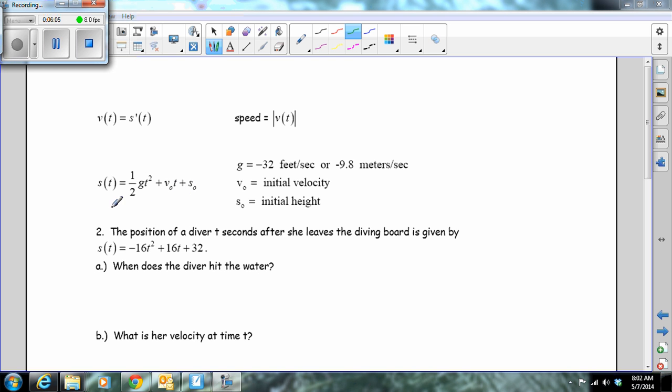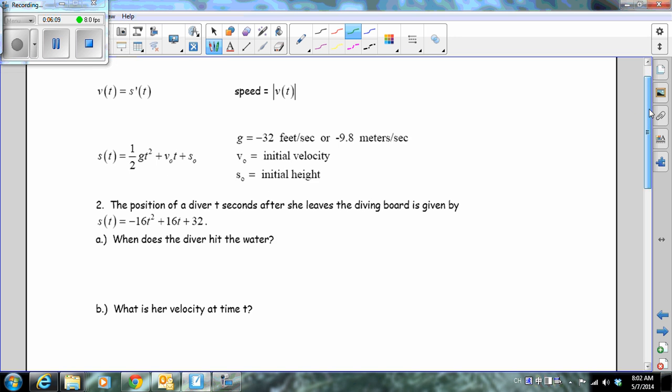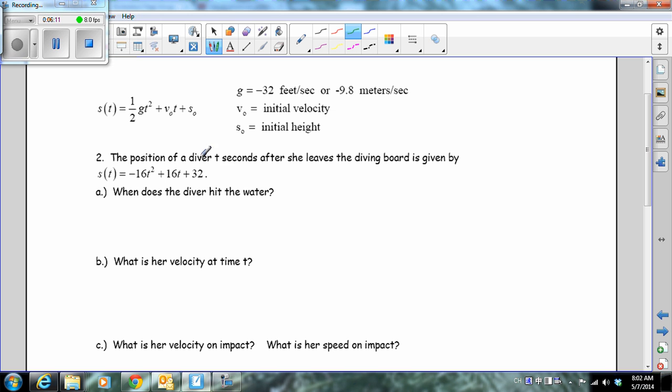You're probably familiar with this from your physics class, if you took physics. The position of a diver t seconds after she leaves the diving board is given by this formula. When does the diver hit the water? To find when the diver hits the water at t, you're looking for s of t equals 0. So where the position is at 0?